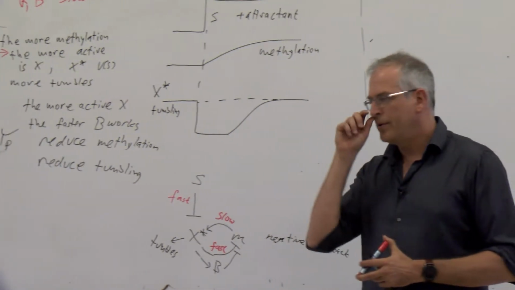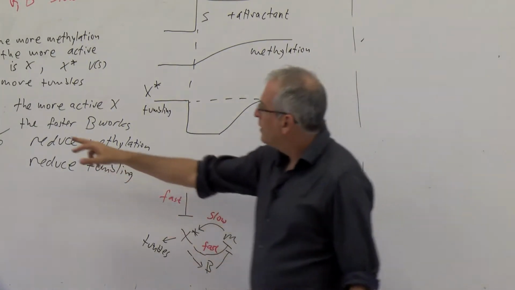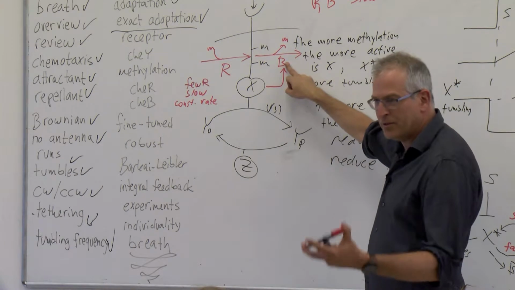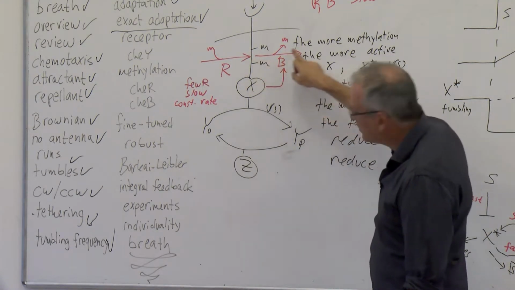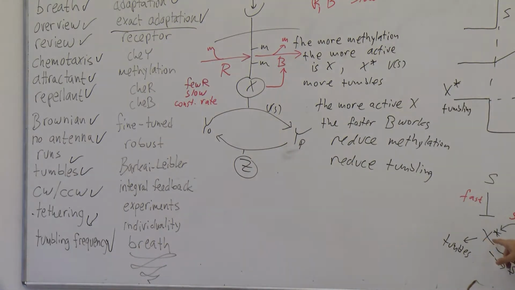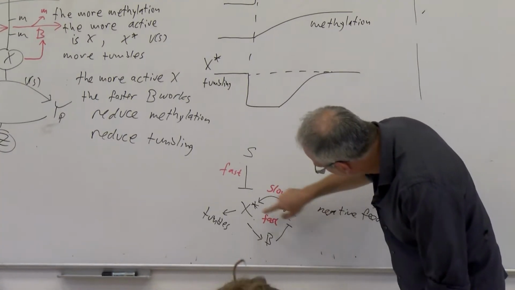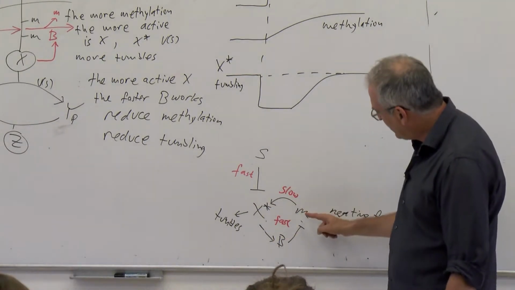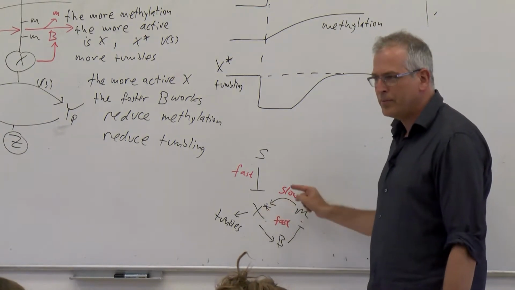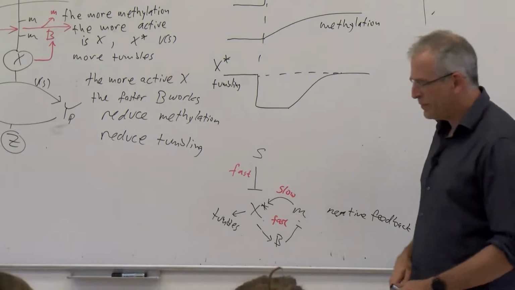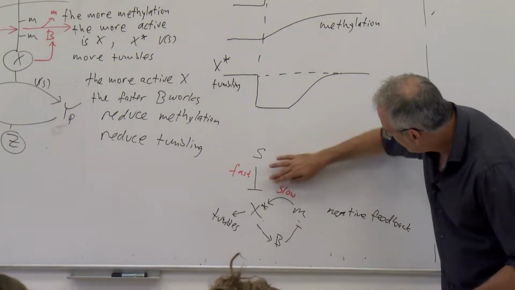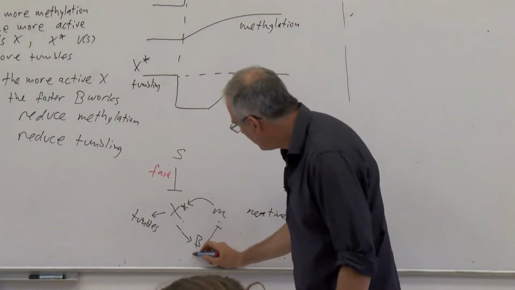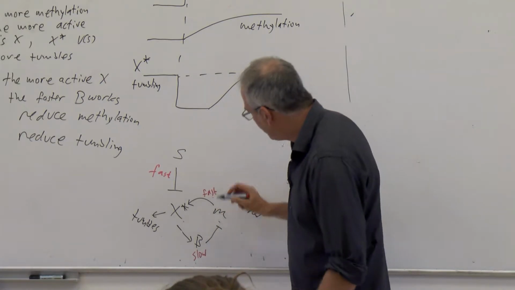Again, active X activates B. I'll tell you soon how. Therefore, it reduces methylation. So this is the actual reactions, plus minus. Okay, so this is a negative arm, and here M, as I told you, increases activity. So it's a positive arm. So this is the way it works. And by the way, the more methylation you have, the more active X is for a given amount of S.